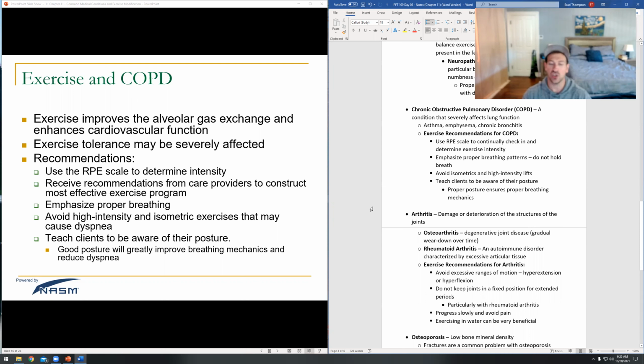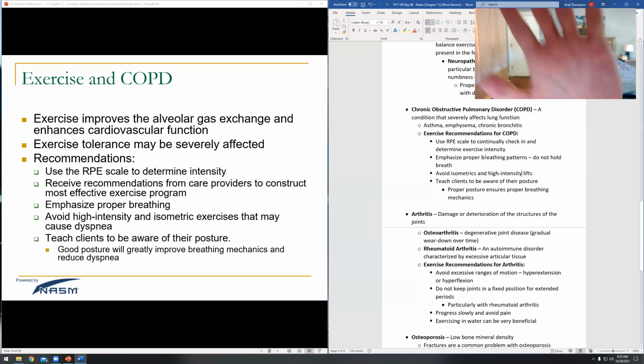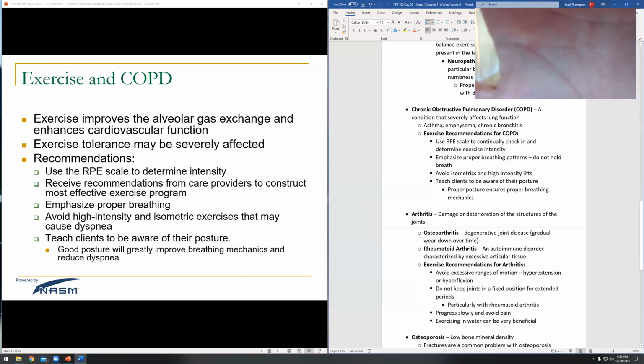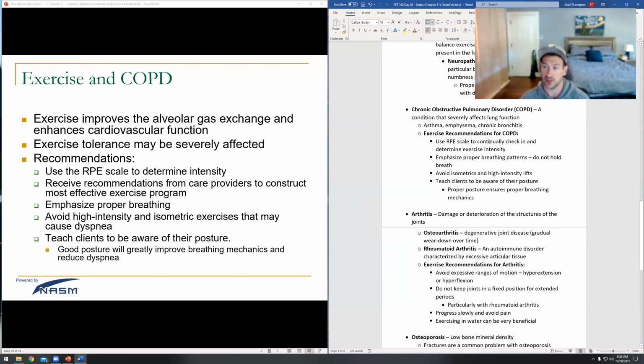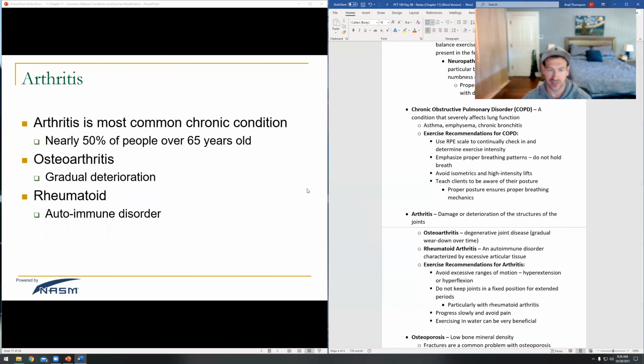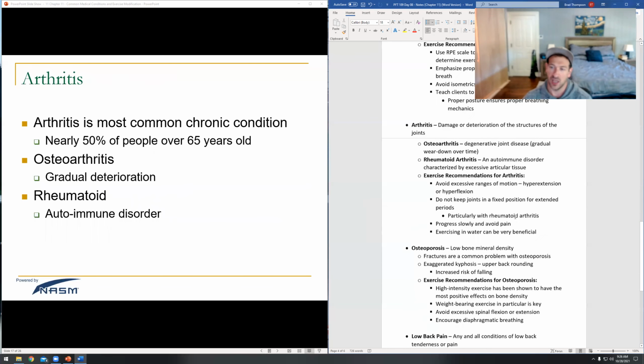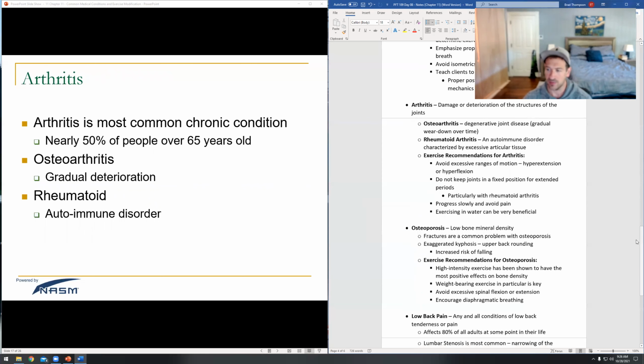And then also teach your client to be very aware of their posture. Make sure they're rolling their shoulders down and back and breathing into their diaphragm. The more that they can do that, the more likely they are to get their breath back. It's not happening today. I was like, maybe if I wait enough time, it'll fix itself.